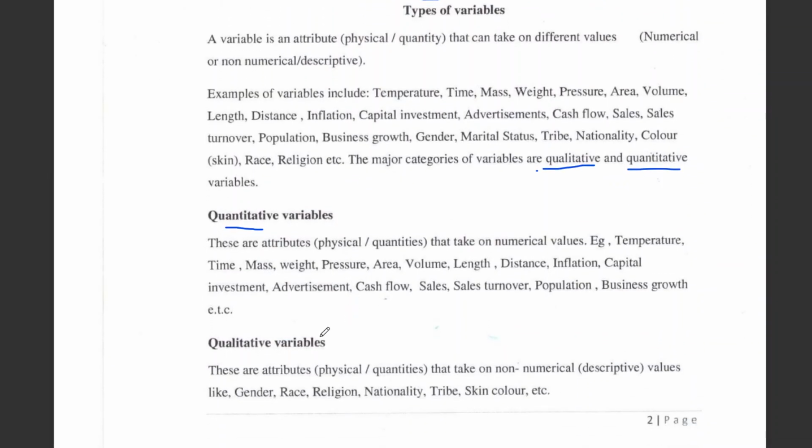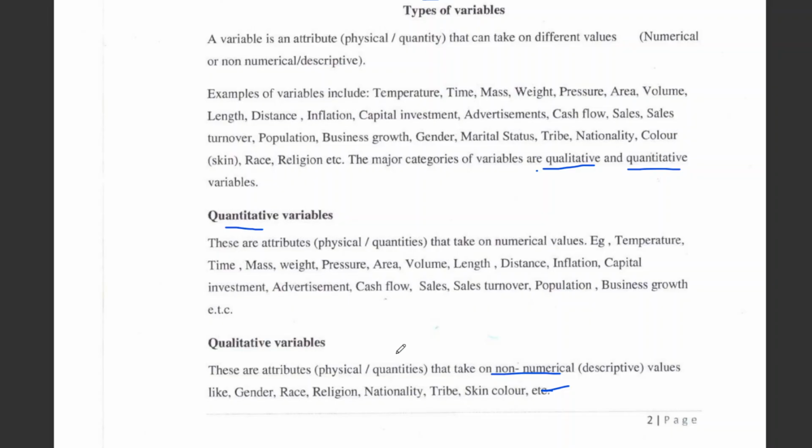Then qualitative, these are attributes, physical quantities that can take on non-numerical values. Qualitative, the keyword is non-numerical values. We will not say your color is 10. Red, 10 what? We will not say your gender is 40 or 0. What, your race is this. So anything that cannot take on numerical values is qualitative.